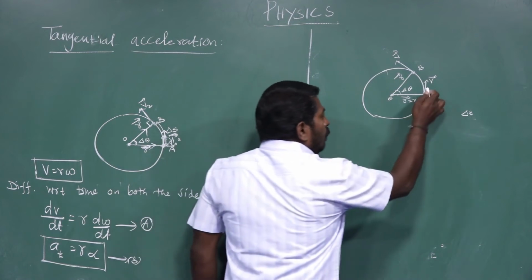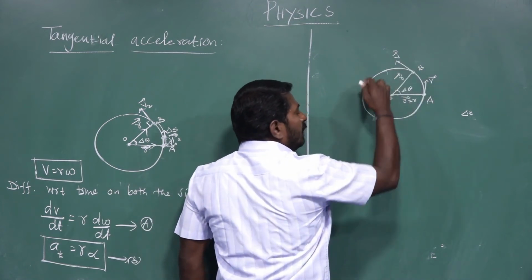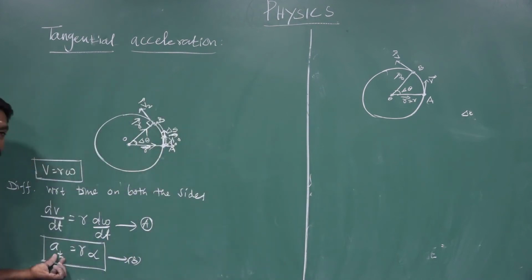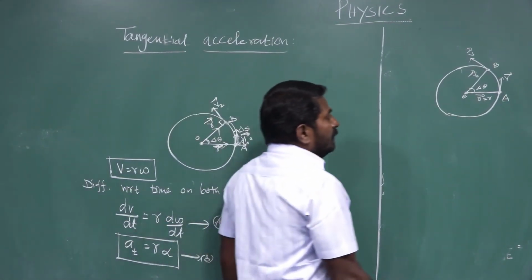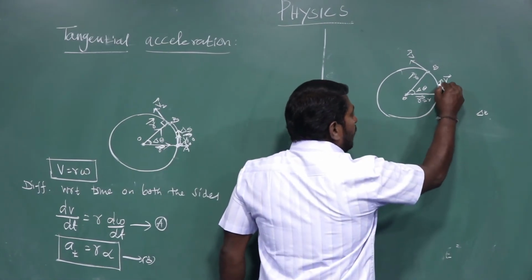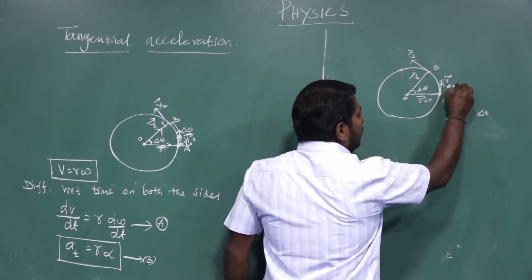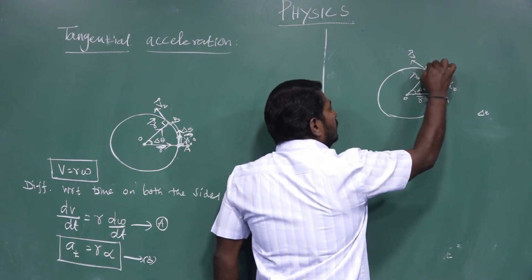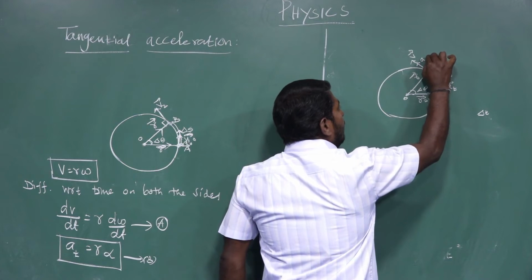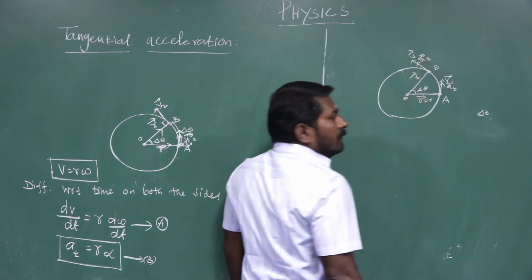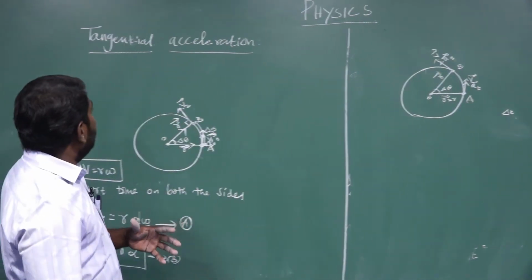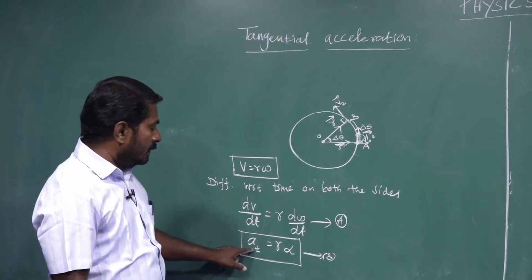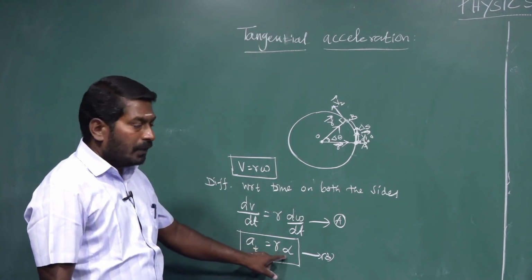But at every point on the circumference of the circle, that point object experiences tangential acceleration. The direction of tangential acceleration is the same as the direction of tangential velocity. The direction of linear velocity is the same as the direction of tangential acceleration. So I completed the relation of tangential acceleration: tangential acceleration a_t is equal to r alpha.